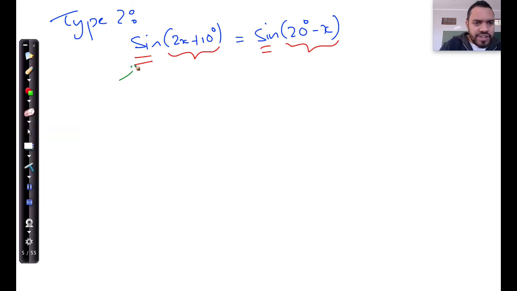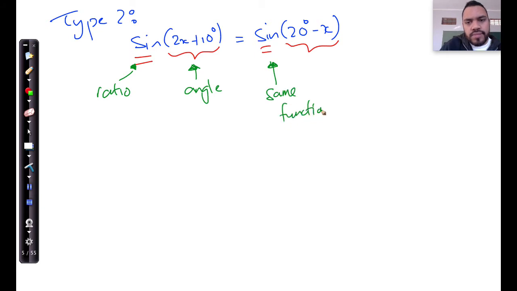This means I've got the function here, or the trigonometric ratio, and then I've got an angle, which I call the given angle or an input, and then I've got the same function, and then on this side I've got what we call the reference angle, because that's essentially what you're solving for.